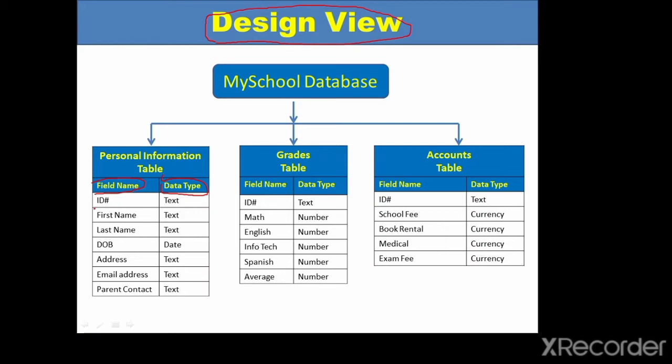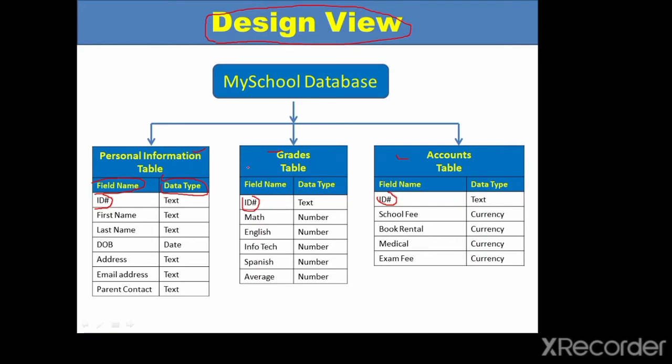So here we see we have the ID for the personal information table. For the grades table, we have to have an ID as well to create that relationship. For the accounts table, we have to have that ID again to create the relationship. So the personal information table is going to store your ID, first name, last name, date of birth, address, email, parent contact. That is your personal information.